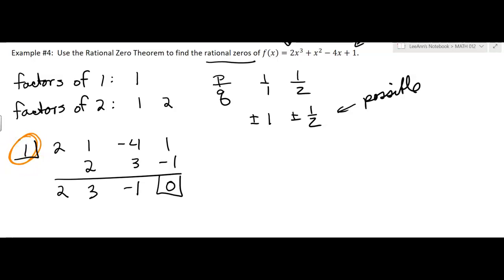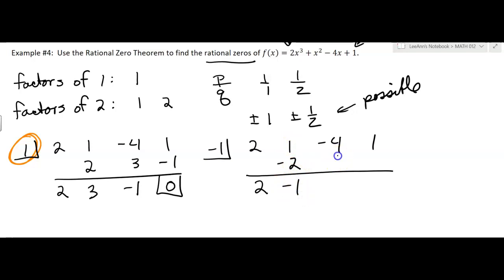Then I'll try negative 1. So I pull off the coefficients, 2, 1, negative 4, and 1. And I try them. 2 times negative 1 is negative 2. 1 and negative 2 is negative 1. Negative 1 times negative 1 is 1. I get negative 3. Negative 3 times negative 1 is 3. I get 4. So this is not a 0. So I tried 1 and I tried negative 1, and the 1 worked, but the negative 1 didn't.